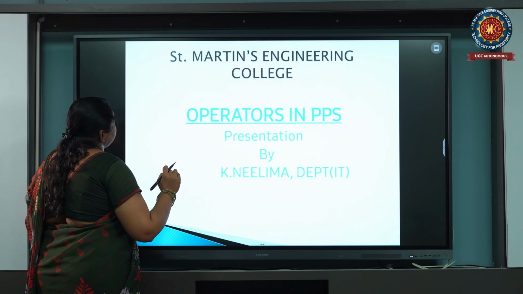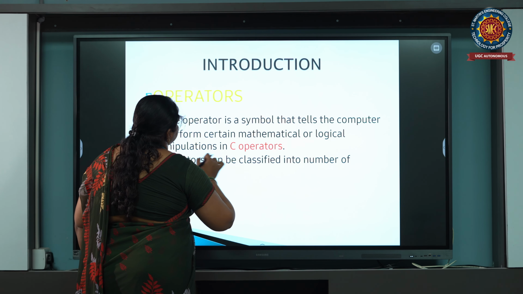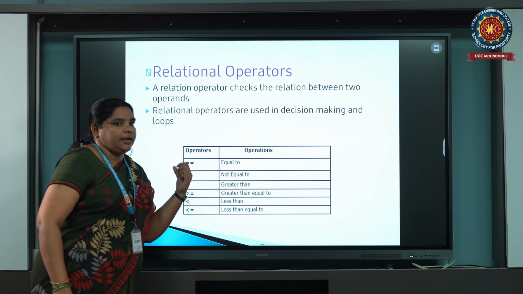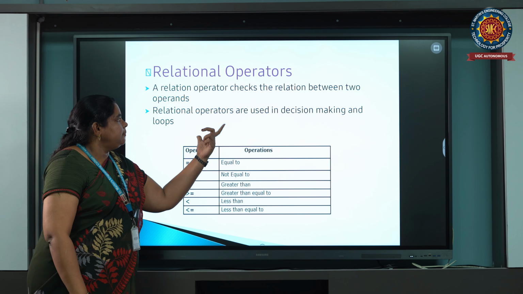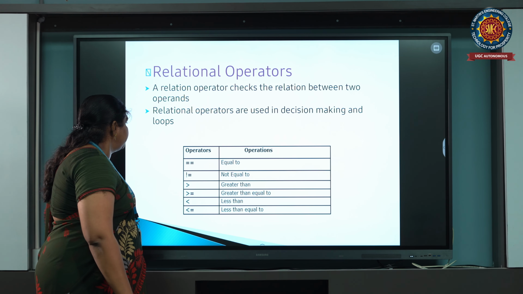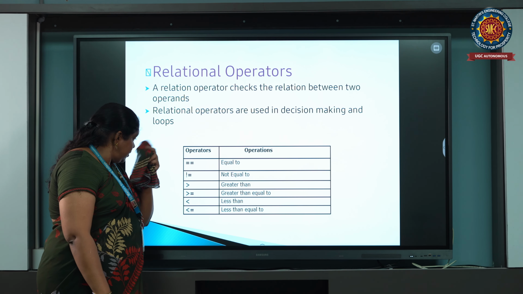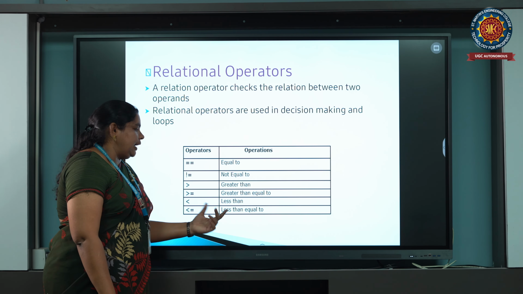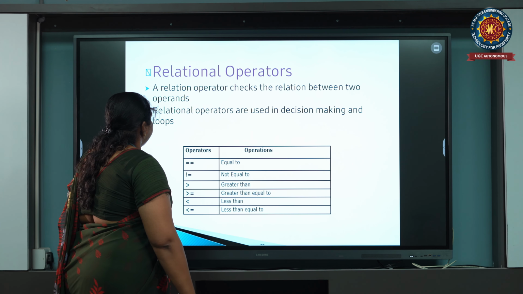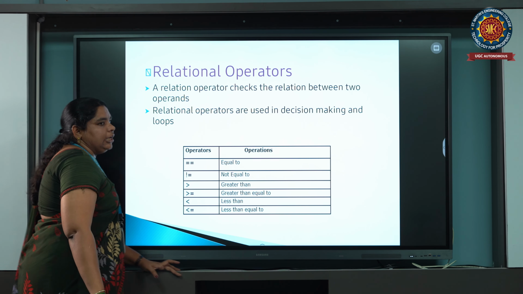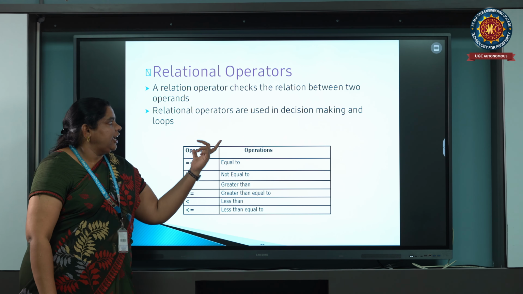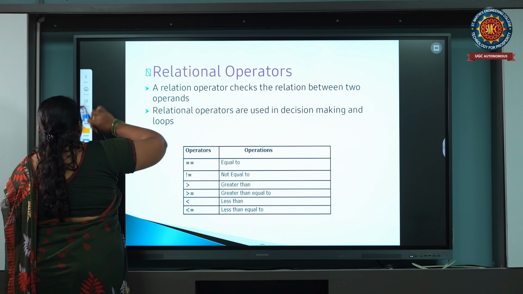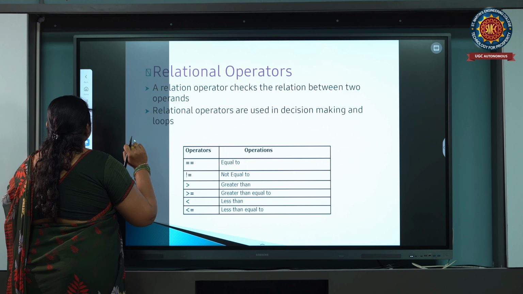Relational operators are also one type of operator, and they are mainly used in decision making and loops. What are the operators in relational operators? Equal to, not equal to, greater than equal to, and less than equal to. What is the purpose of using them? By using them in loops, we can do decision making. Using these operators, I am writing a small program in C.